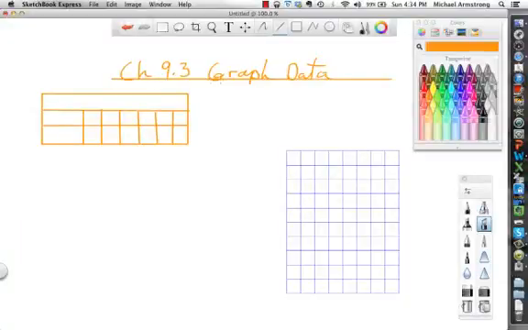Okay, chapter 9.3 on graphing data. We're just going to take some data and we're going to learn how to graph it. Let me show you first of all, we're going to try to graph data that has to do with the height of a plant as it grows.